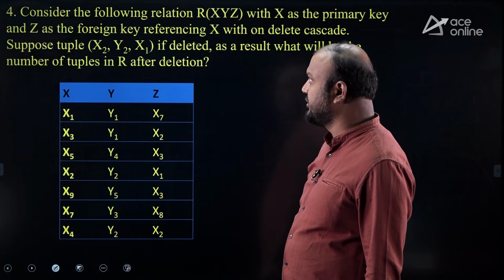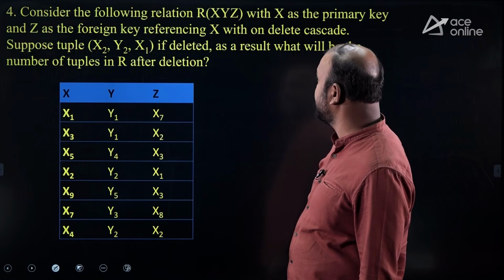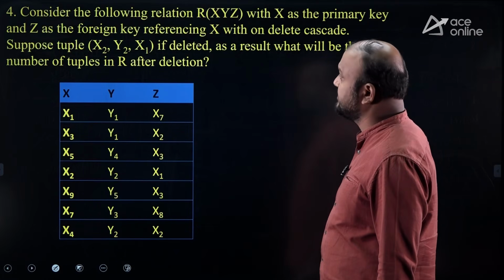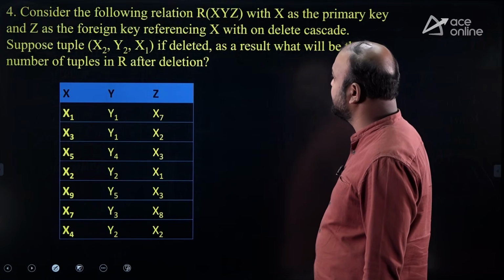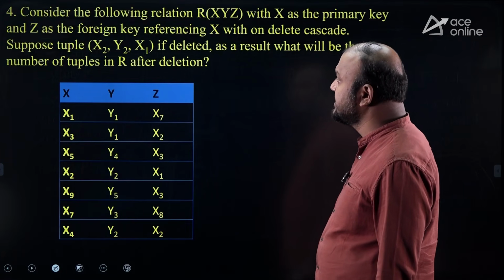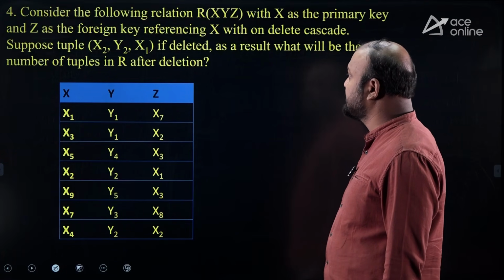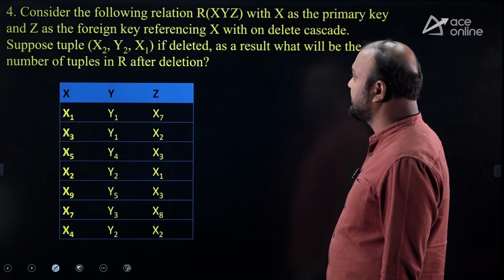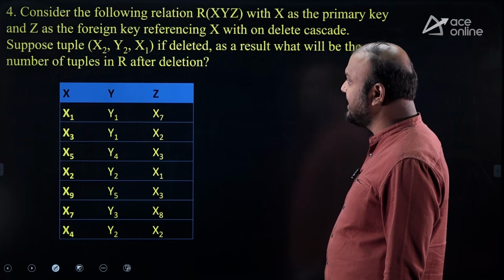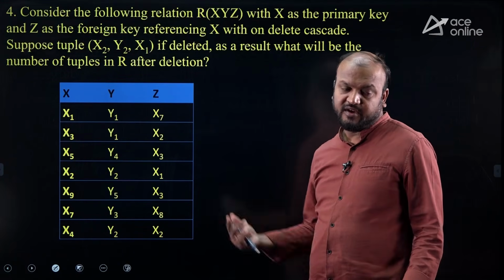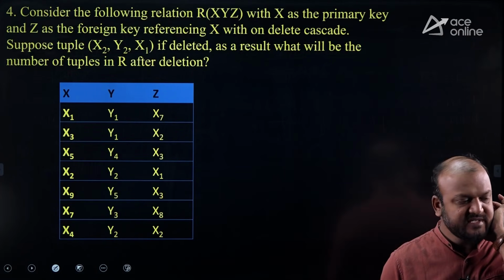There is a question on foreign key. Consider the following relation R of x, y, z with x as the primary key and z as the foreign key, referencing x with on delete cascade. Suppose x2, y2, x1 is deleted. As a result, what will be the number of tuples in R after deletion? Okay, try. So what was the question?